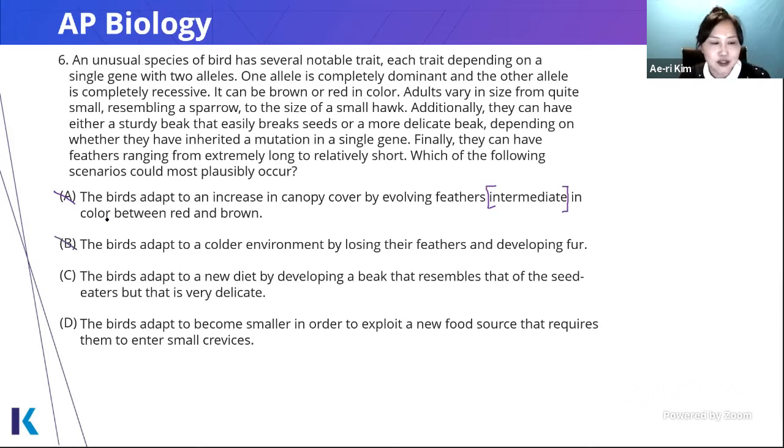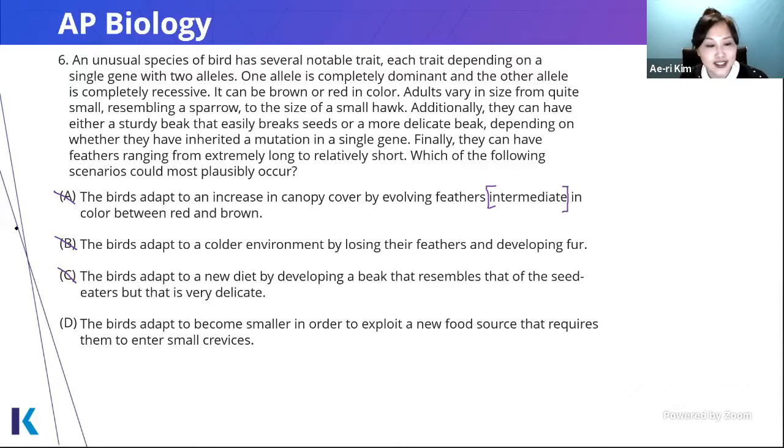C, the birds adapt to a new diet by developing a beak that resembles that of seed eaters, but that is very delicate. So it's like both, right? The beak in the question stem has either sturdy or delicate, and the question did say that these traits are one or the other. You can't have anything in between. So C is wrong for the same reason that A was wrong. There's no intermediate thing in there.